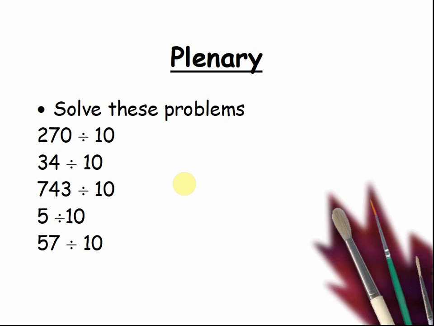57 divided by 10. What is that answer? Pause the video and tell me. 3, 2, 1. Tell me. 5.7. Well done. 89 divided by 10. Pause the video or just tell me. 3, 2, 1. Well done. 8.9.